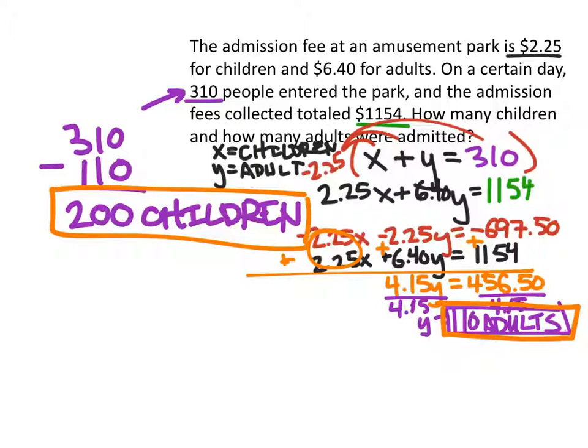So that confirms that this would be the number of children and adults that came into the park, as long as they collected $1,154 for 310 people at $2.25 per child and $6.40 per adult.